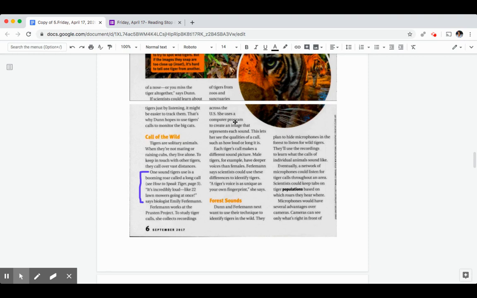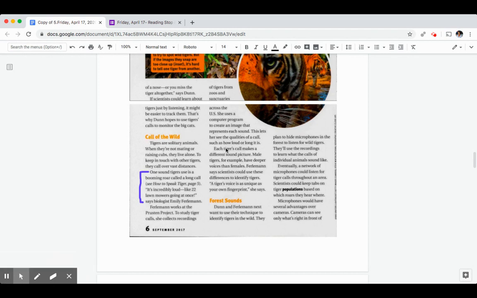She uses a computer program to create an image that represents each sound. This lets her see the qualities of a call, such as how loud or long it is. Each tiger call makes a different sound picture. Male tigers, for example, have deeper voices than females. Ferliman says scientists could use these differences to identify tigers. A tiger's voice is as unique as your own fingerprint, she says.